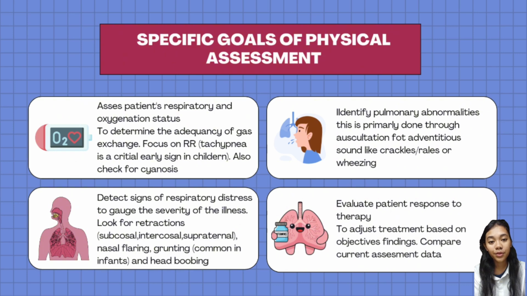Identify pulmonary abnormalities. This is primarily done through auscultation, for adventitious sounds like crackles or rales and maybe wheezing. Evaluate the patient's response to therapy to adjust treatment based on objective findings and compare current assessment data.